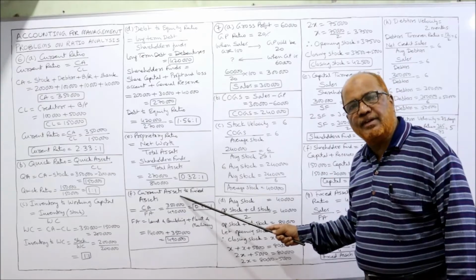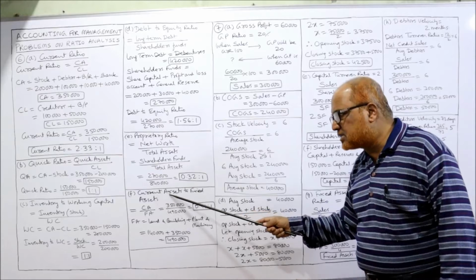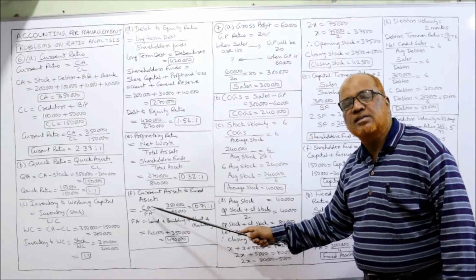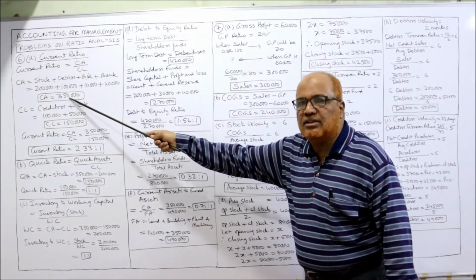The last and final ratio is current assets to fixed assets. The formula will be current assets by fixed assets, CA by FA. Current asset already we have 3,50,000.